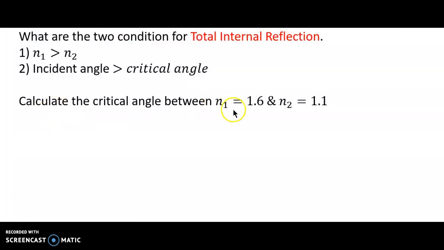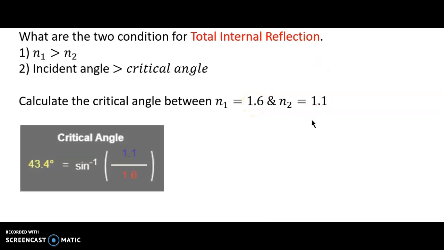Calculate the critical angle between n1 equals 1.6 and n2 equals 1.1. If they give it to you in this way, just directly use the greatest one, 1.6, and the other, 1.1, and inverse sine of 1.1 over 1.6 gives us 43.4 degrees.